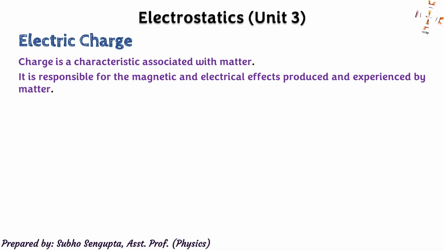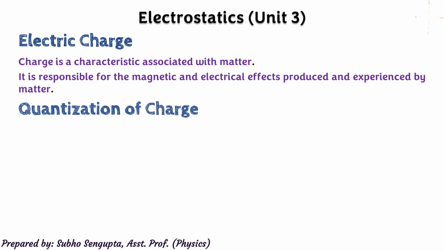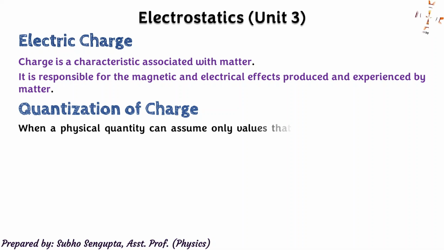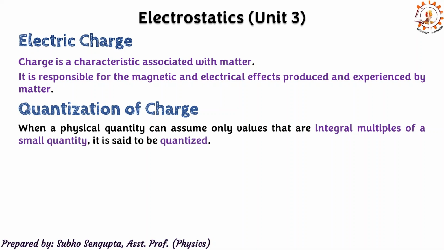Now, the electric charge in ordinary materials is transferred by the exchange of electrons. So, we need to think of the electric charges based on the number of electrons that is transferred between objects. This leads to the next topic, quantization of charge. Before we start discussing this topic, first let us know the meaning of the term quantization. Suppose there is a physical quantity which can only assume values that are integral multiples of a small reference quantity. When this happens, we say the physical quantity is quantized.